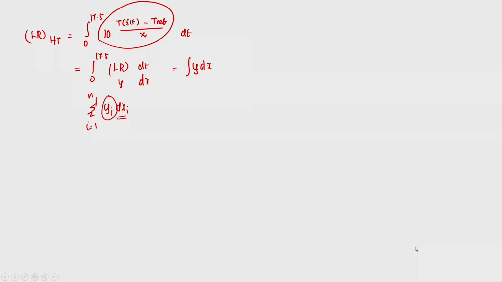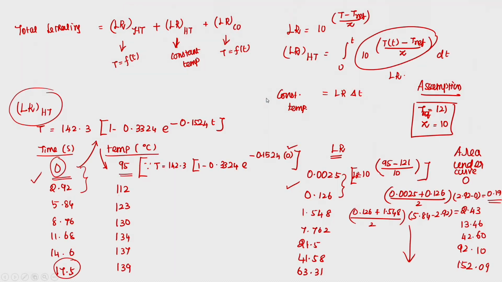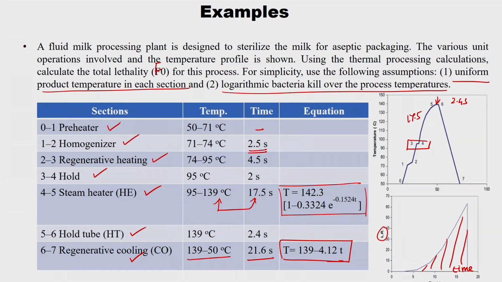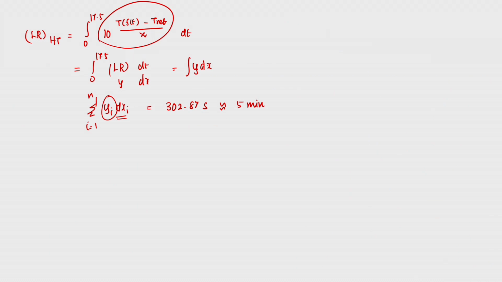Then finally, if you see here, it is a summation. So, if you sum it up, you end up getting 302.87 second, which is approximately equal to 5 minutes. Right, you can do either this way, numerical calculation, which ends at 302.8 second, or you can do it graphically as well. So, you draw a graph between time versus lethality rate, draw the curve and get the area under the curve directly.